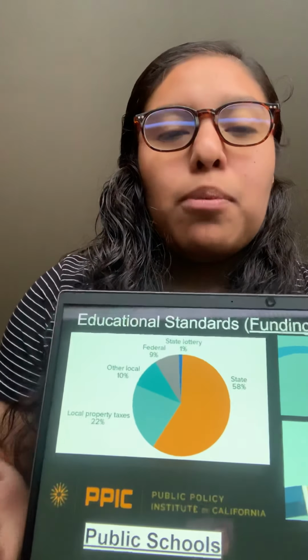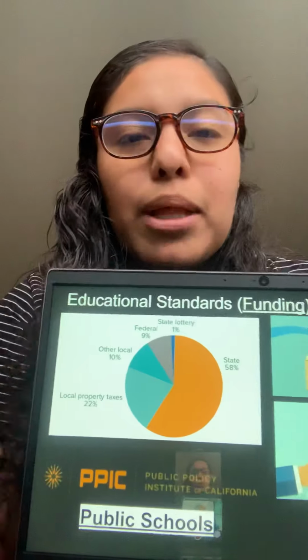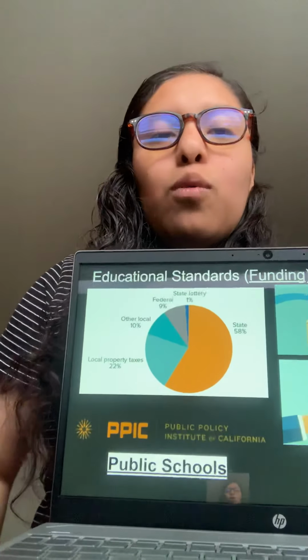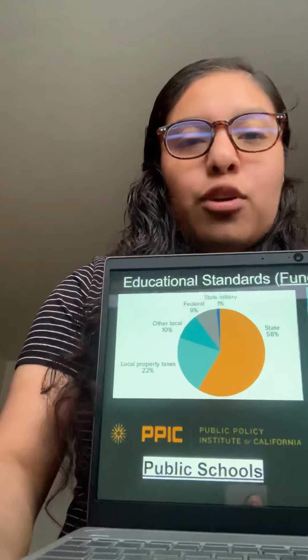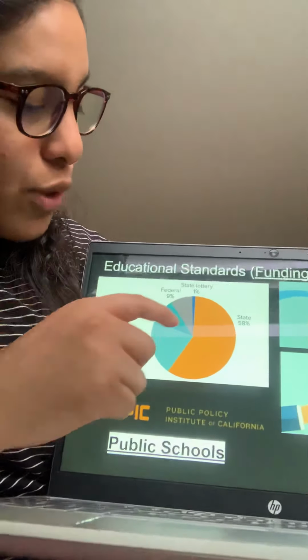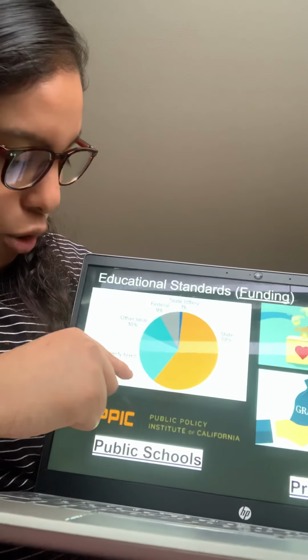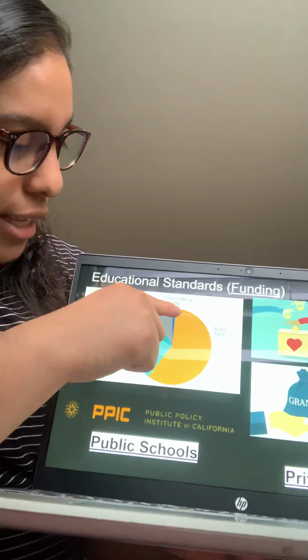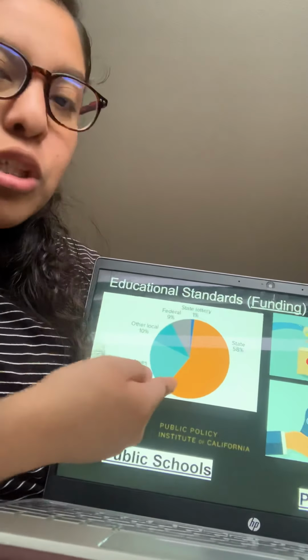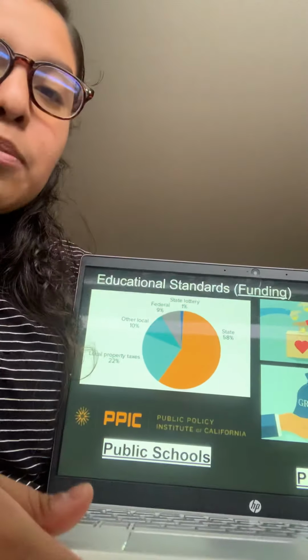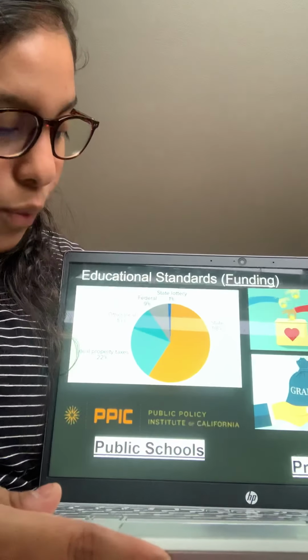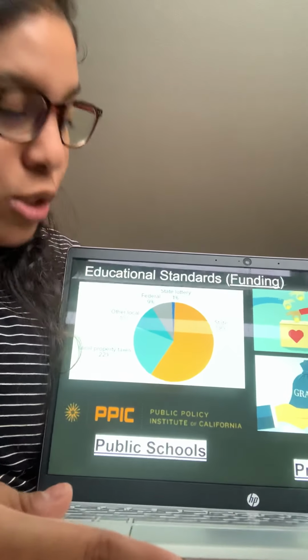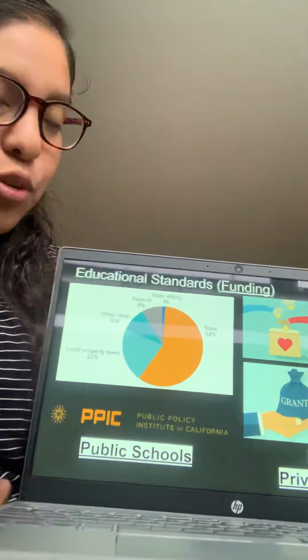This image right here was published by the PPIC, which is the Public Policy Institute of California, which shows you how public schools are funded. This image shows you that they are funded through the state, local property taxes, federal, and state. We notice that a huge portion, which is the orange portion, is by the state. So we become aware that public schools are mostly funded through the state.